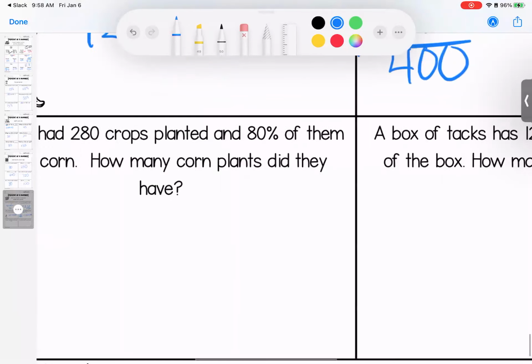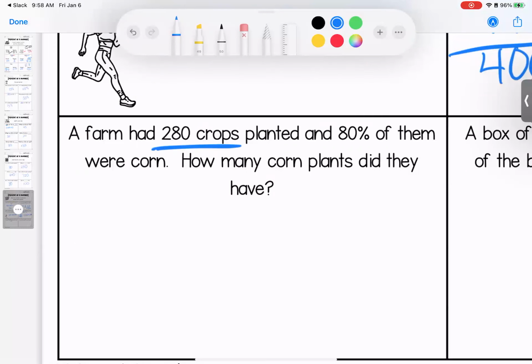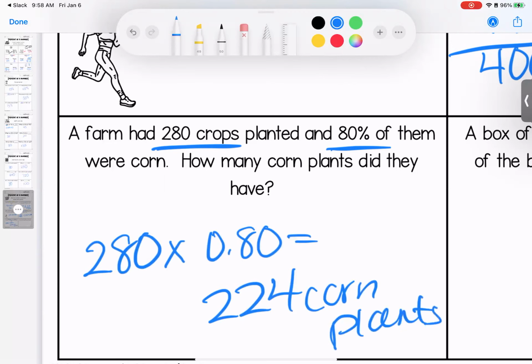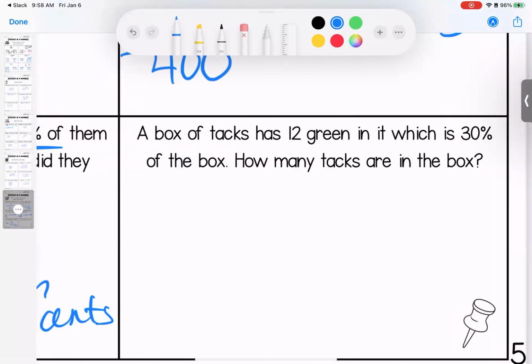Down here, we have 2 more. A farm has 280 crops planted, and 80% of them are corn. How many corn plants did they have? So we have 280, and we want to figure out what 80% of that would be. That means that 224 are corn plants. And then the last one for this week, we have a box of tacks, has 12 green in it, which is 30%. How many tacks are in the box? So if 12 is 30%, then that means that there are 40 tacks in the box. Any questions? Bring them to class.